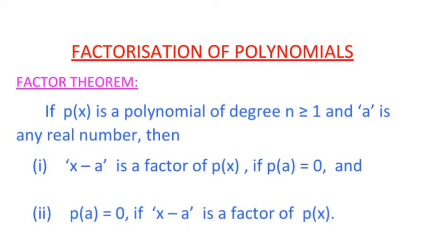If p of x is a polynomial of degree n greater than or equal to 1 and a is any real number, then it has two cases. First case is x minus a is a factor of p of x if p of a is equal to 0, and second case is p of a is equal to 0 if x minus a is a factor of p of x. In algebra, the factor theorem is a theorem linking factors and zeros of a polynomial.